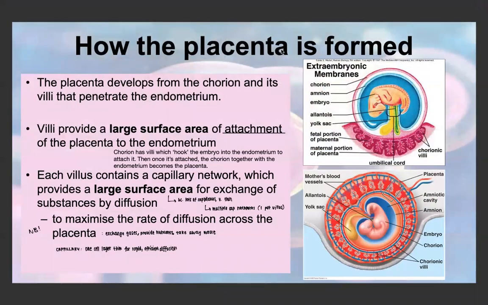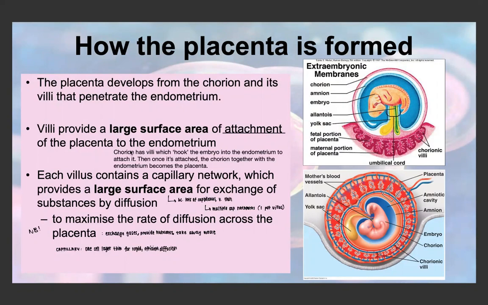The placenta is formed by the chorion and its villi that penetrate the endometrium, which we know is the vascular lining of the uterine wall. The villi, which are these structures here, provide a large surface area of attachment of the placenta to the endometrium.